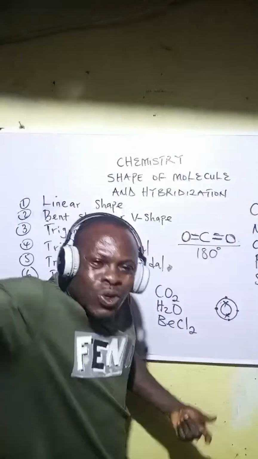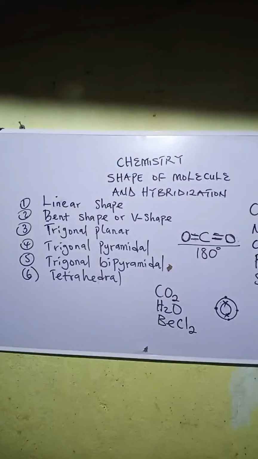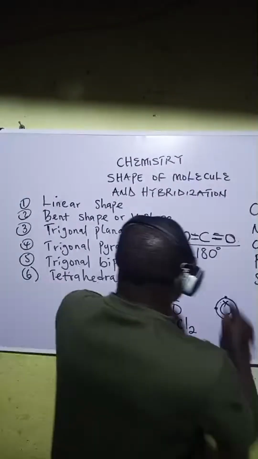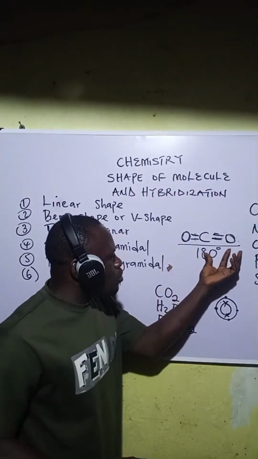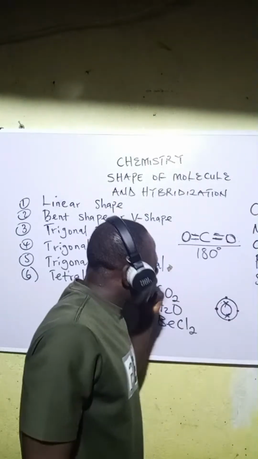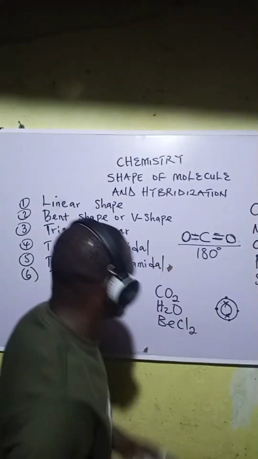Now let's look at the hybridization. I hope you are following. Are you following? All right, beautiful. This is how it is. This is the bond angle. Angle at a straight line is 180. Is it not so? Now let's look at the hybridization.